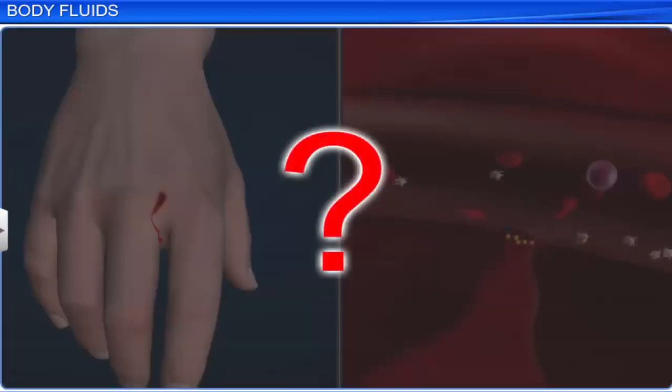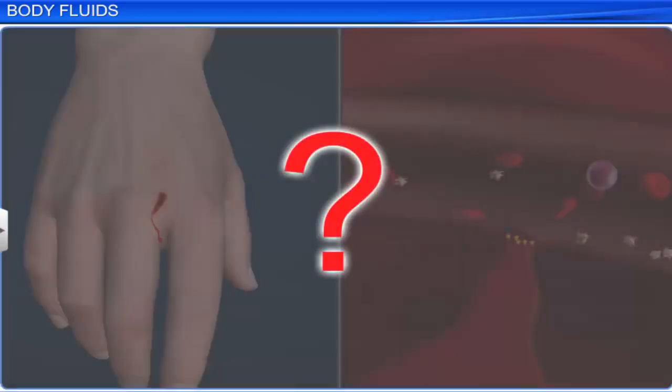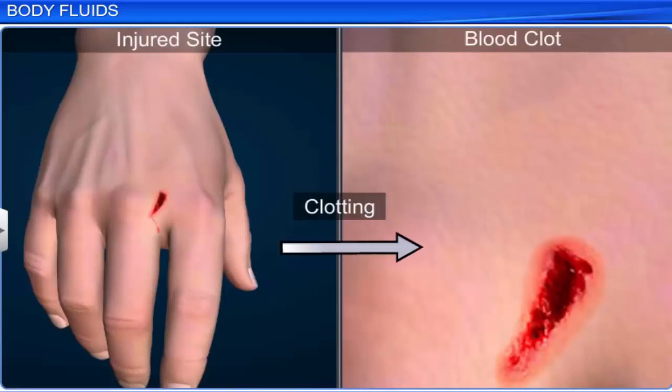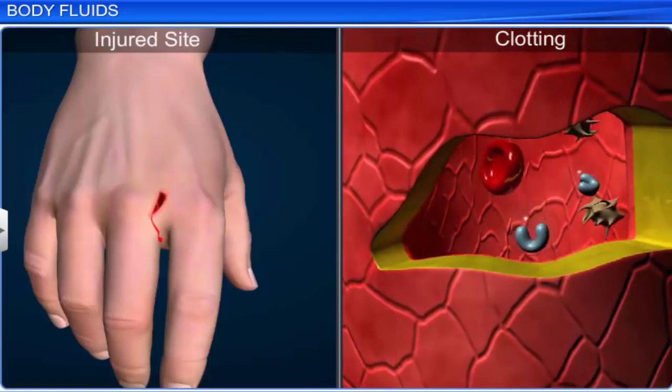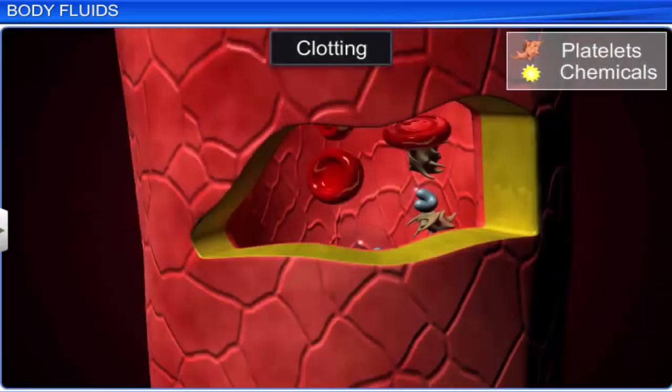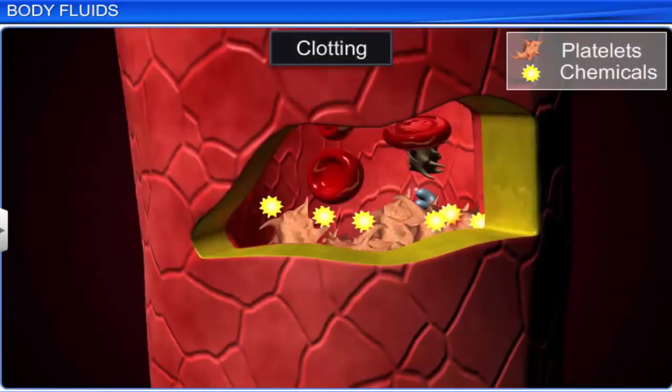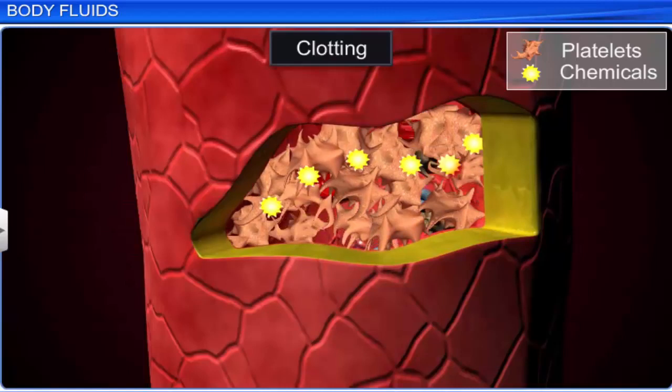Let us see how platelets help the clotting of blood. Clotting or coagulation is a protective mechanism that takes place at an injured site to prevent loss of blood. An injured blood vessel releases certain chemicals, which trigger the activation and accumulation of platelets at the injured site. The activated platelets in turn release other factors required for clotting.